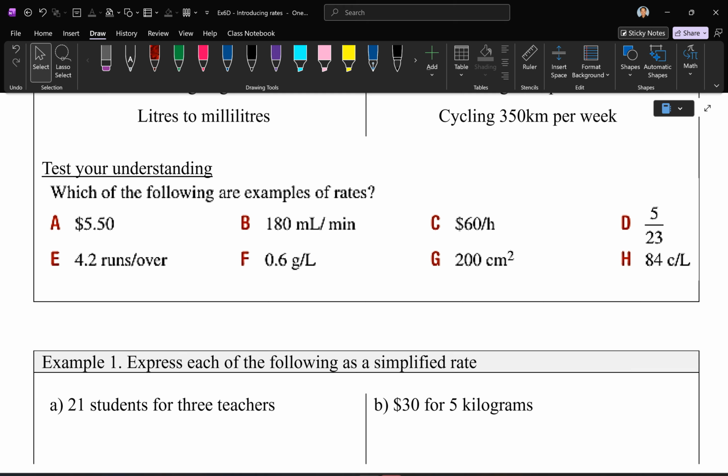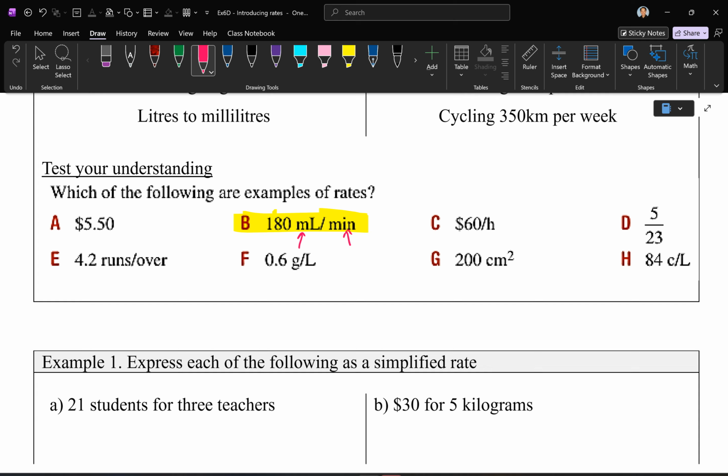Bo, give me one that you think is a rate. B. Very good. 180 mils per minute. So minute is the time. That's a different unit to mils, and you're comparing two quantities. Has to be two quantities, right? Anyways, 180 mils per minute. Yes, that is a rate. B is a rate.